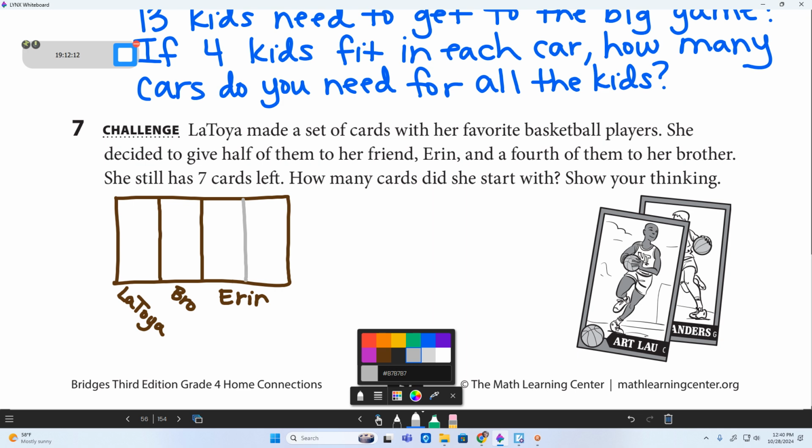All right. So Aaron gets half, her brother gets a fourth, and LaToya gets the rest. So if LaToya has 7 left for her section, then doesn't that mean her brother also has 7? And Aaron would be both of those together, Aaron would be 14. So I'm using my picture. Half of it goes to Aaron, which would be 14. Her brother gets a fourth. And what that leaves is a fourth for LaToya. So we knew that was 7. And from that box, I was able to figure out the number for everybody else. Okay, so how many cards did she start with? That would just be adding all of those numbers together. 14 plus 7 plus 7 is 28 cards.